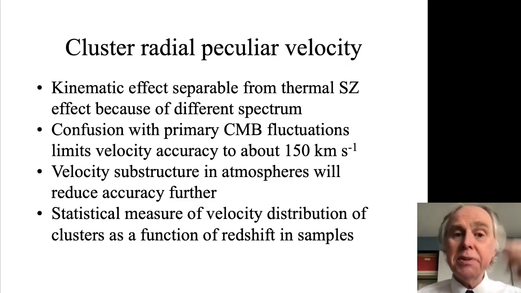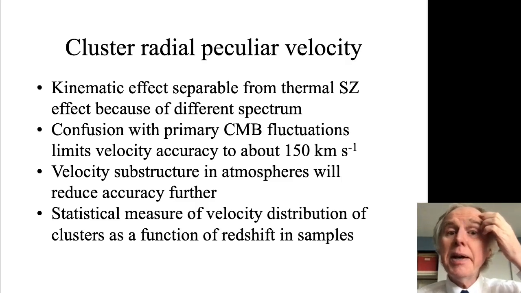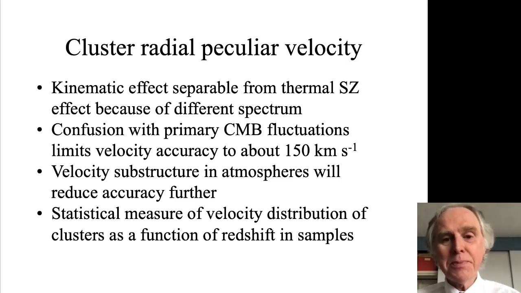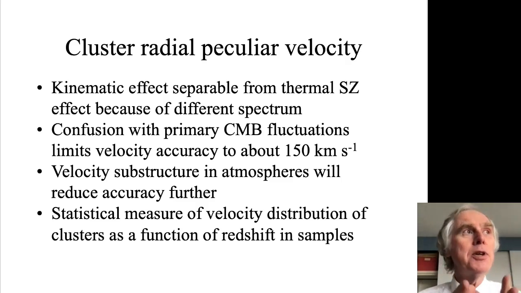As I mentioned, you can measure the radial velocities of clusters, and this is particularly difficult because the spectrum of the radial velocity effect, the kinematic SZ effect, is the same as that of the microwave background fluctuations. And that limits the accuracy of any velocity measurement to about 150 kilometers per second. What you can hope to do, though, is to look at samples and then look at how the velocity motions of clusters change with redshift as structure assembles. You would expect faster motions more recently than in the past.